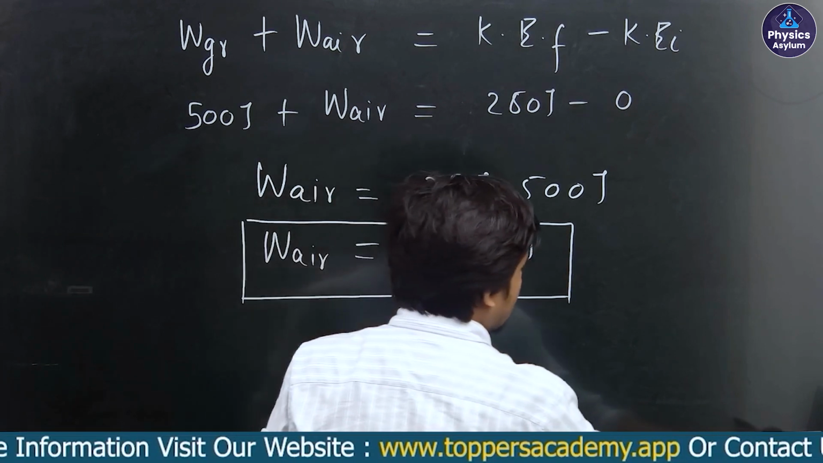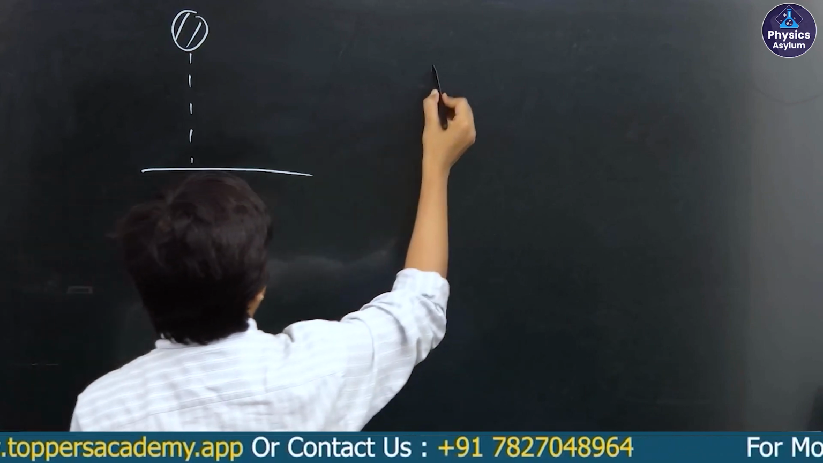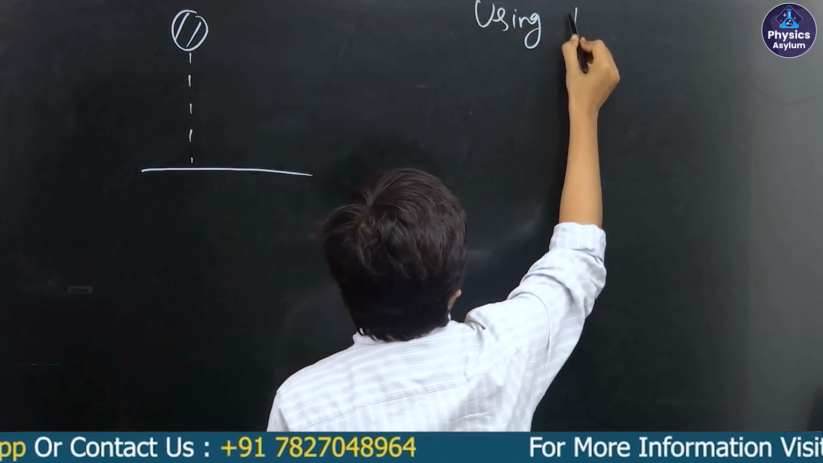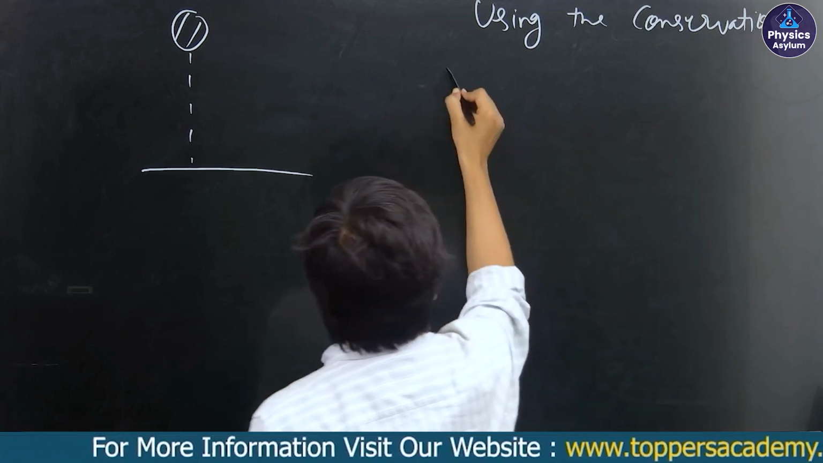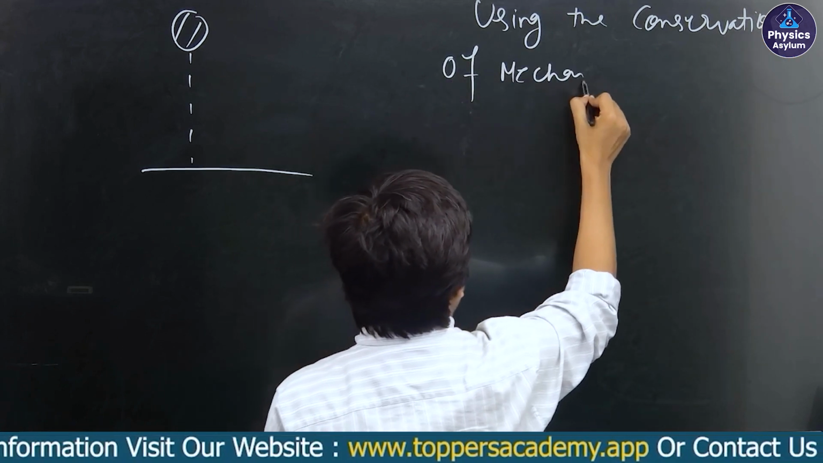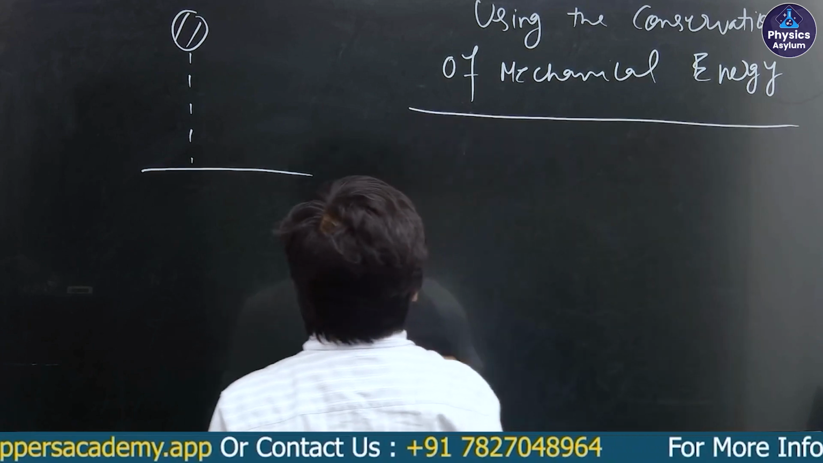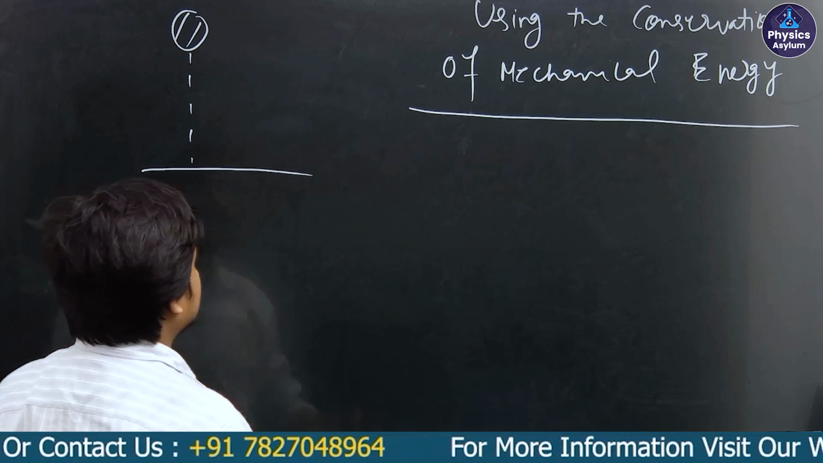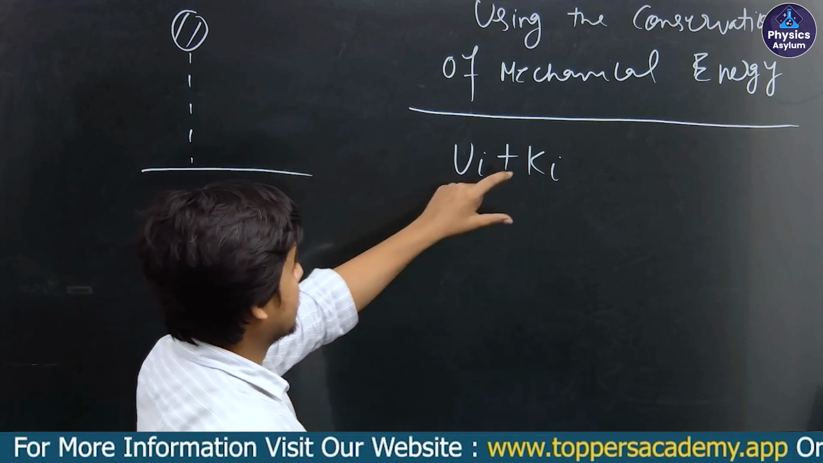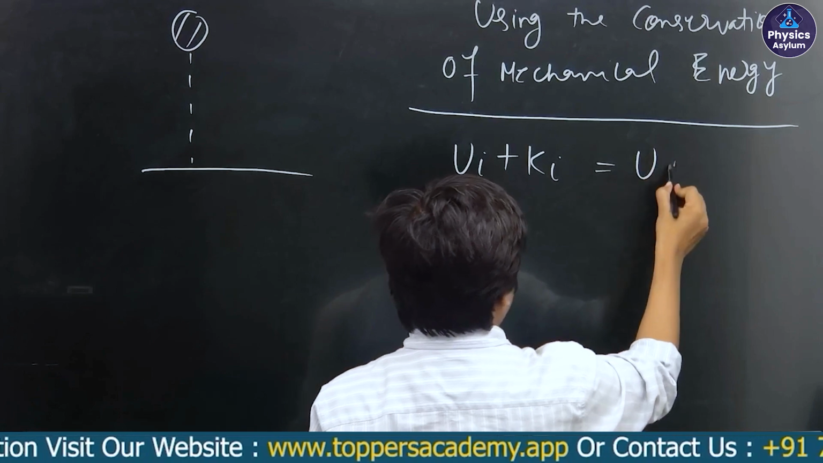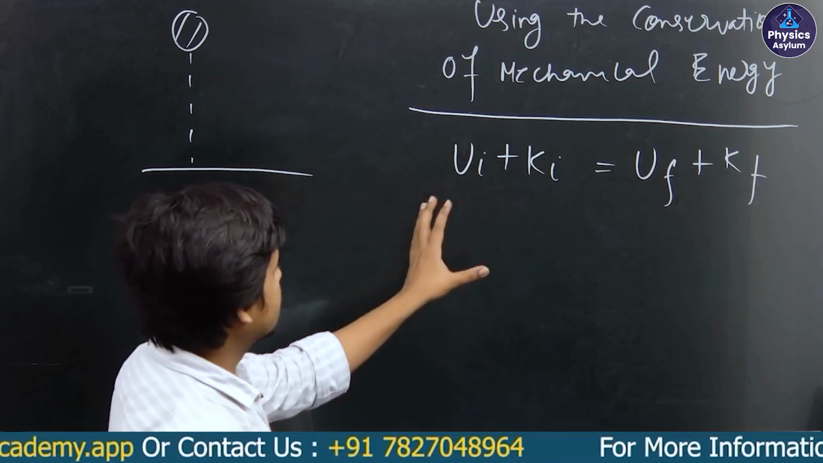Now suppose I want to do the same problem using the conservation of mechanical energy. And we know, what does conservation of mechanical energy state? It states that Ui plus Ki, that is sum of potential energy plus kinetic energy, remains constant. That is Ui plus Ki is equal to Uf plus Kf. The sum of potential energy and kinetic energy is known as mechanical energy.